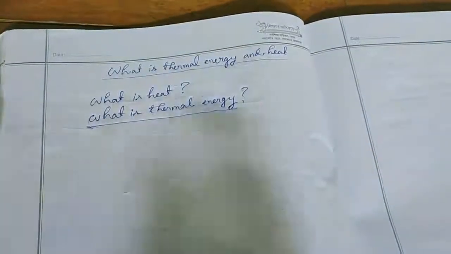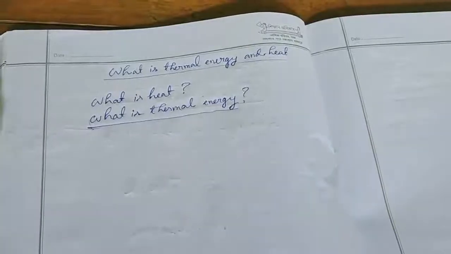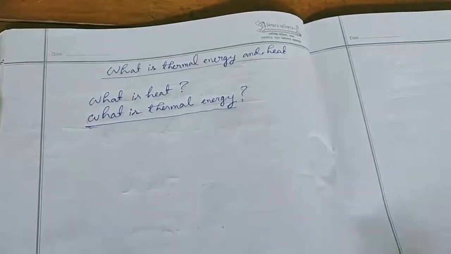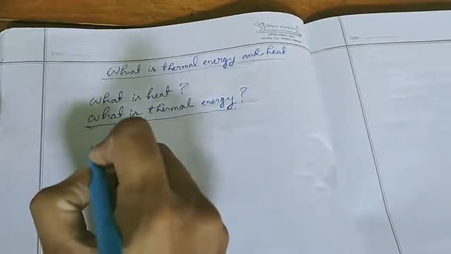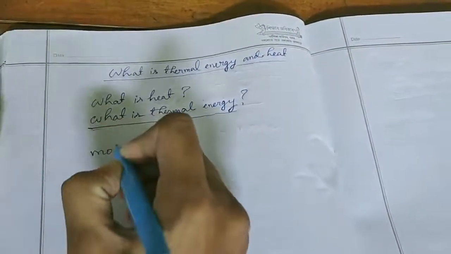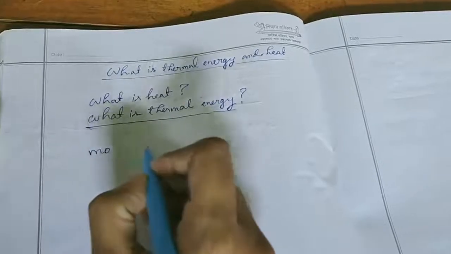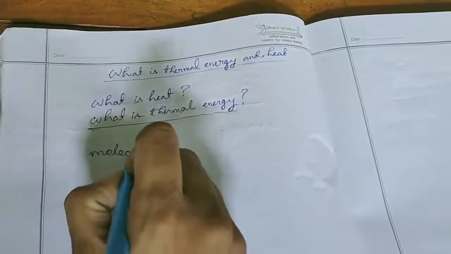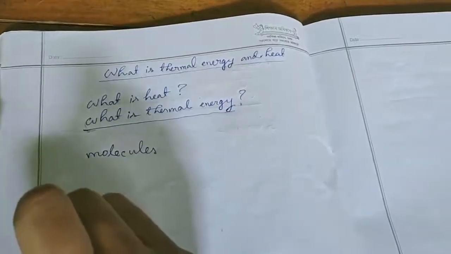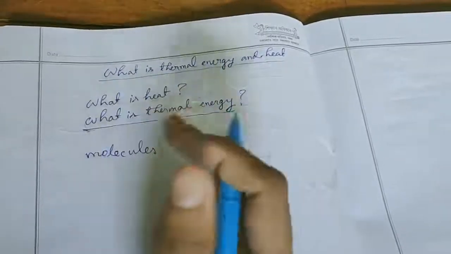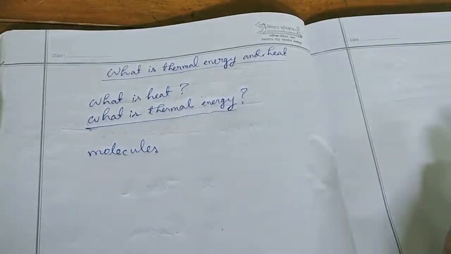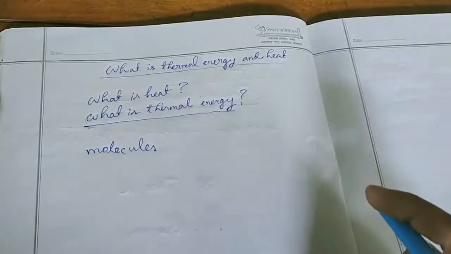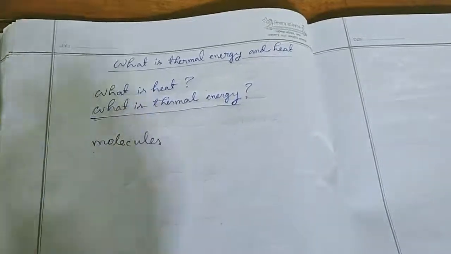So matter, everything you see around you is made up of matter, and matter is made up of small particles, and those small particles are called molecules. Your book, your desk, even your water bottle, even your foods, everything is made up of small particles called molecules.